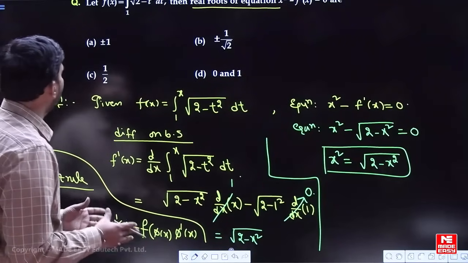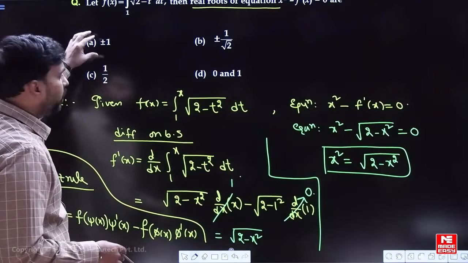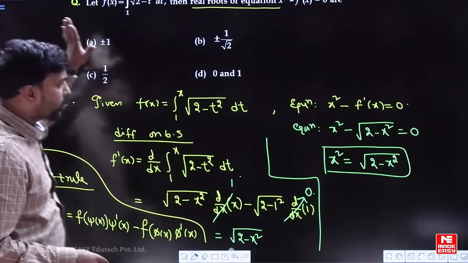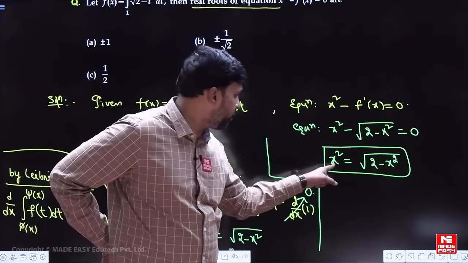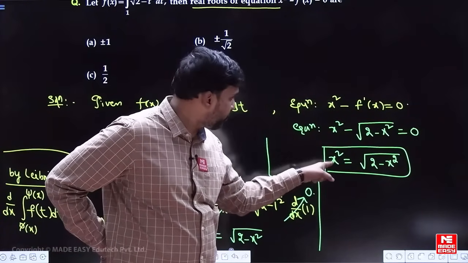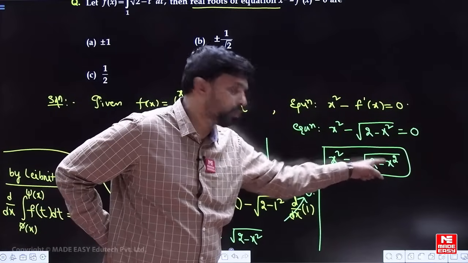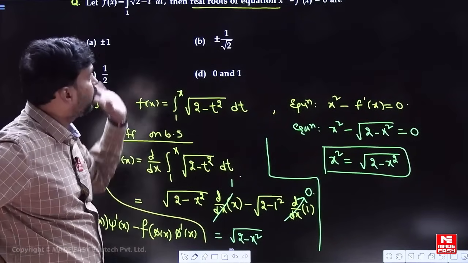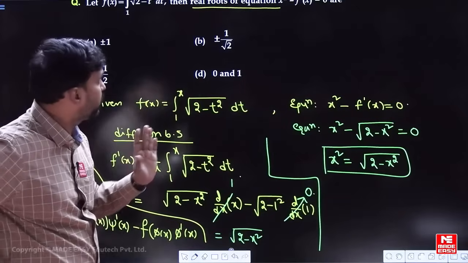But the point is that here you can take the help of options. So plus or minus 1 is there. If you put 1 here, it will get satisfied. If you put -1 here, then also it is satisfied. So plus or minus 1 are the real roots of this equation, correct?